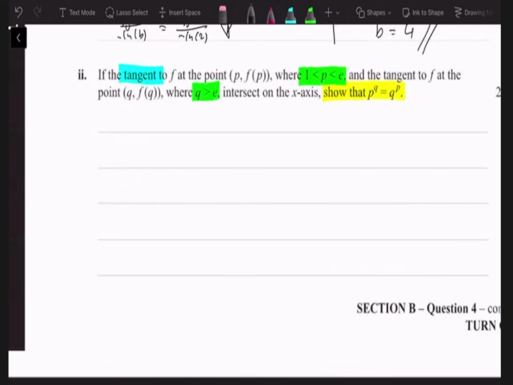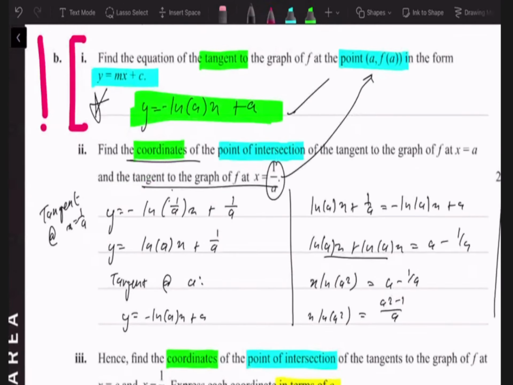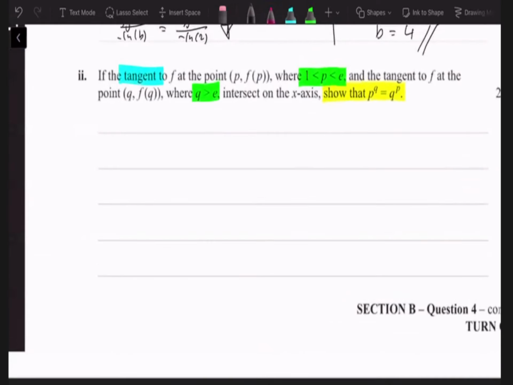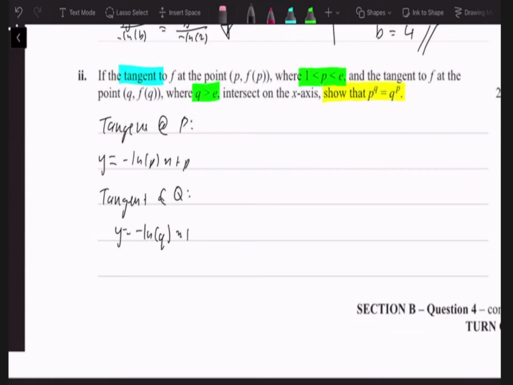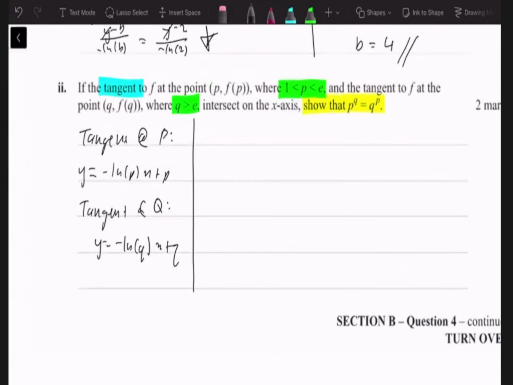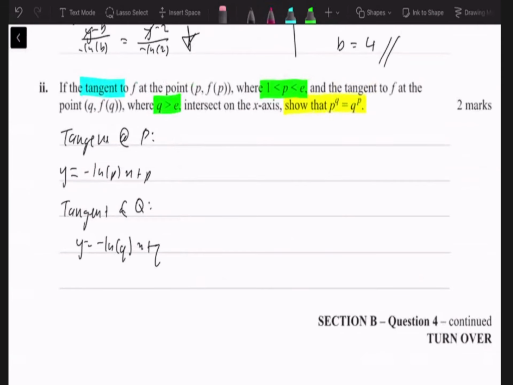So this is a show that question. Again, very important that we have this because we're going to use it once more. But this time we have a tangent at p and q. So tangent at p is y equals minus ln p x plus p, and the tangent at q is y equals negative ln qx plus q. So again, just do the same thing, get them in terms of x, because again, they're intersecting on the x-axis.